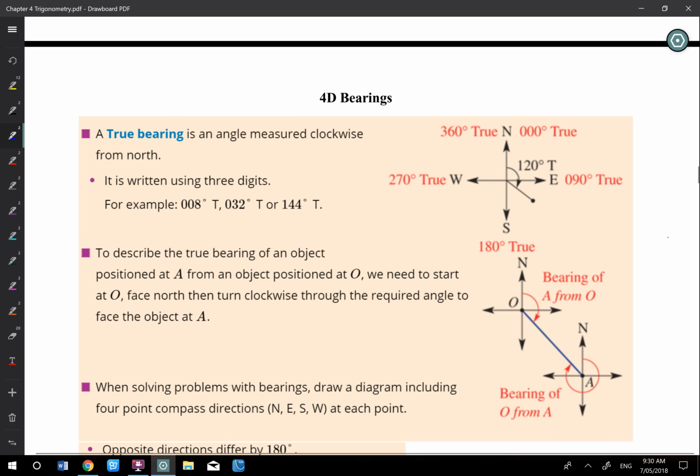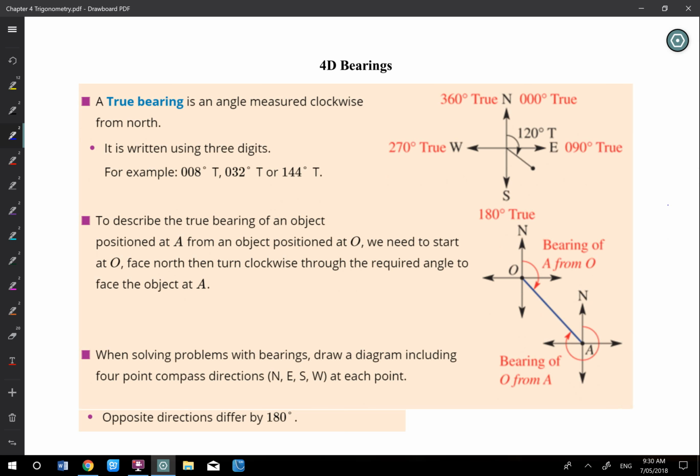For bearing, we always measure from the vertical. When we talk about bearing, we start to measure from the vertical, north, and go clockwise. That's how we measure bearing.